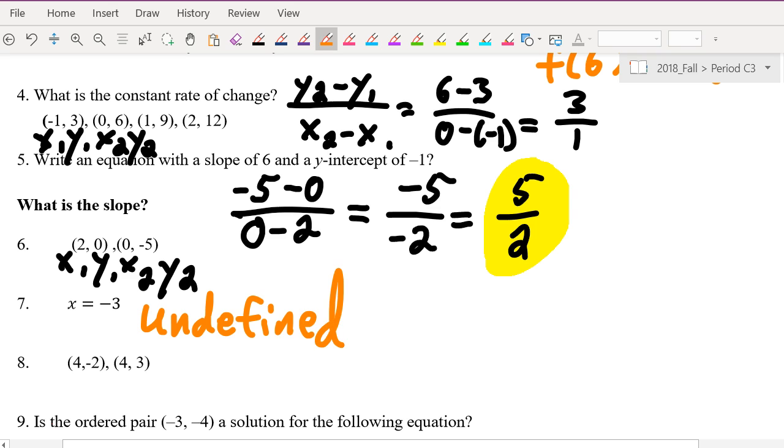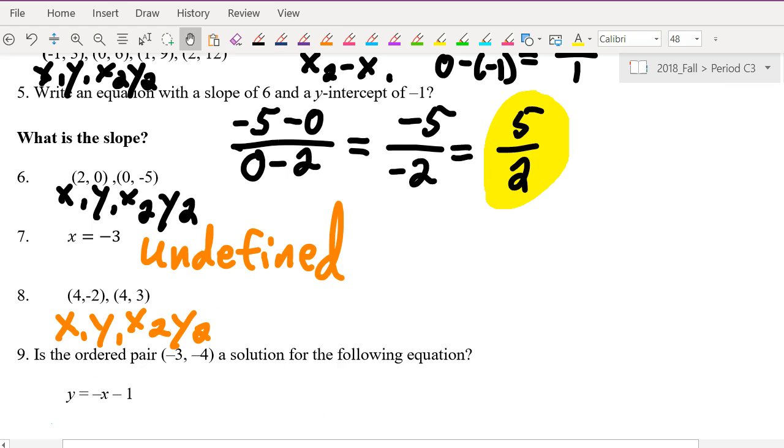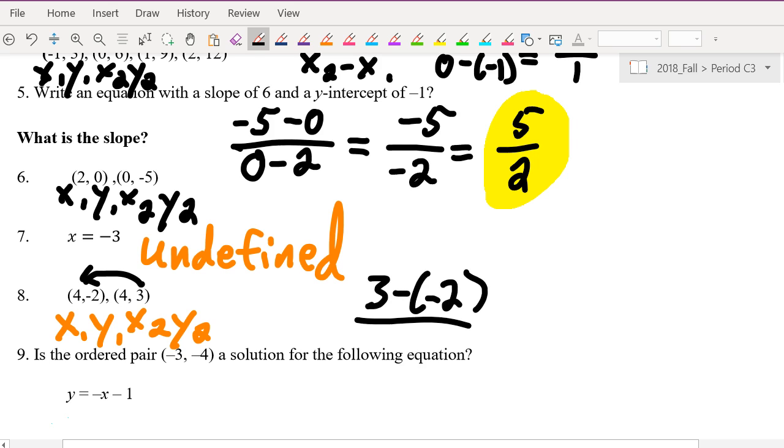Okay. Next one. x1, y1, x2, y2. All right, here we go. This 3 minus the -2 is the y's. 3 minus -2. And then what are the x's? 4 minus 4. Yes, that one. It's 0.